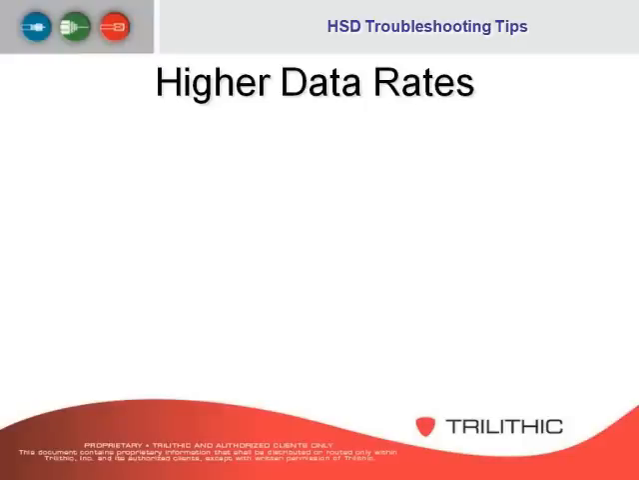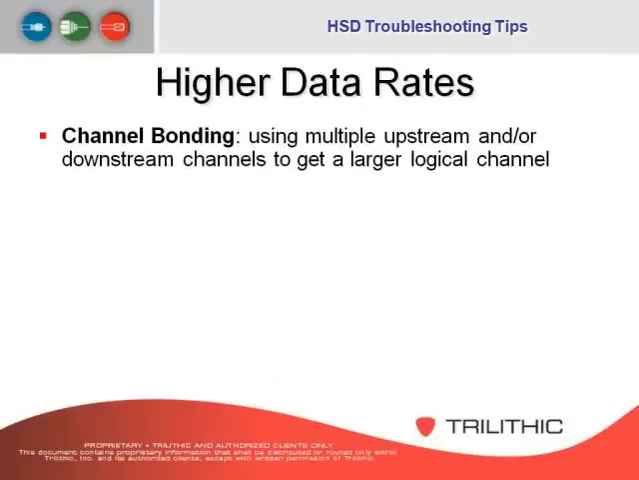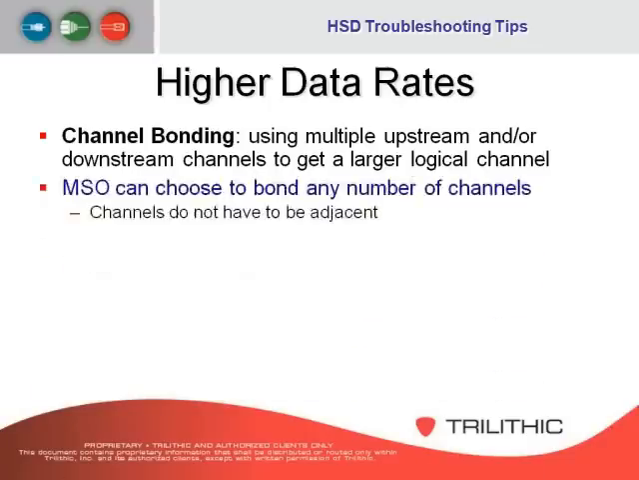There's higher data rates, which is the key for 3.0. This is what makes 3.0 so appealing, that you're able to bond channels together using multiple upstream and/or downstream channels to get a larger logical channel. So instead of a single 6 meg, you can actually combine 4 of them together. That gives you 24 meg of bandwidth.